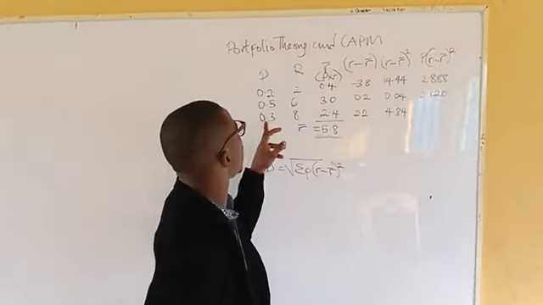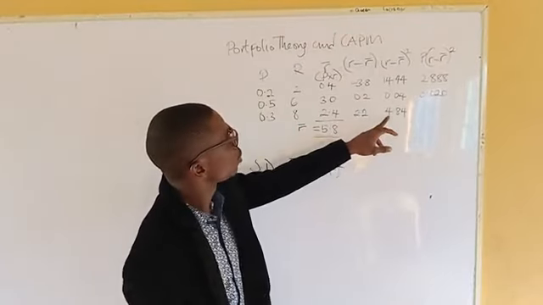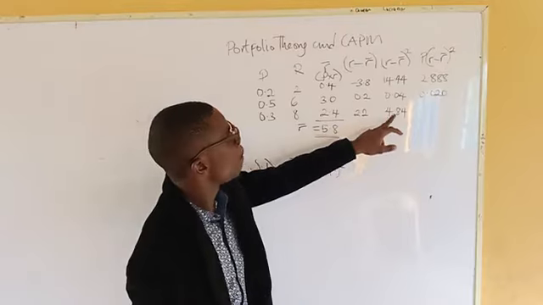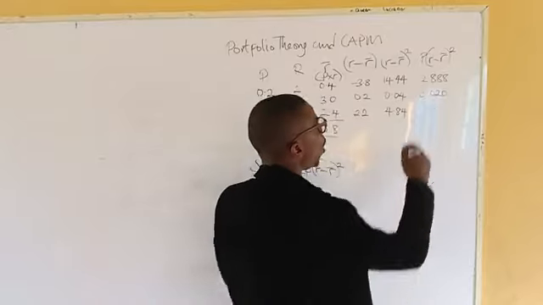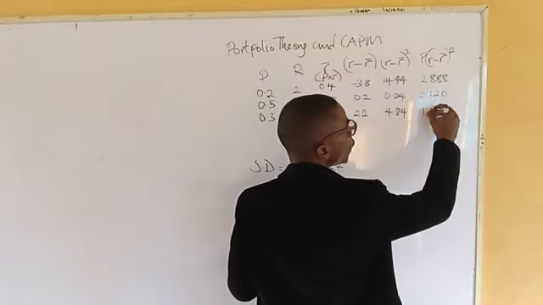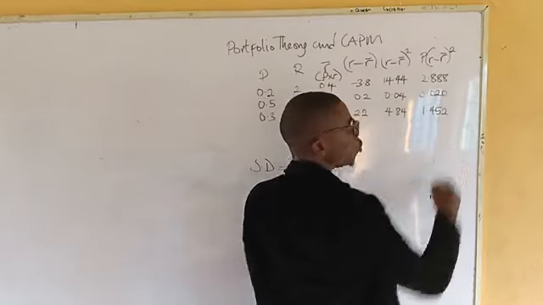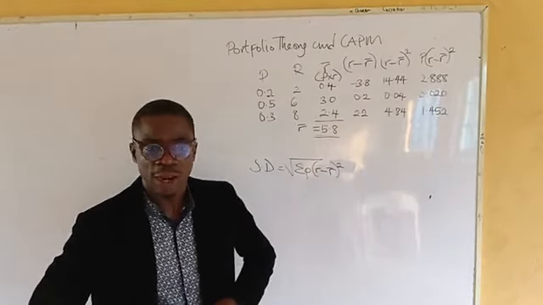Now, 0.3 times 4.84 will give us what? 1.45. Now, have you gotten our standard deviation?